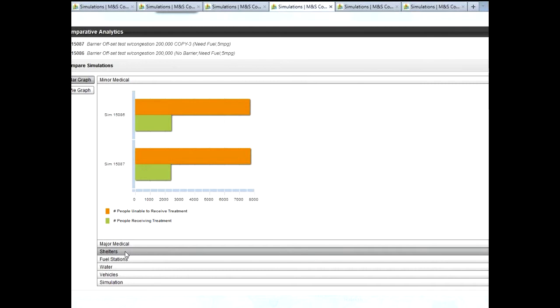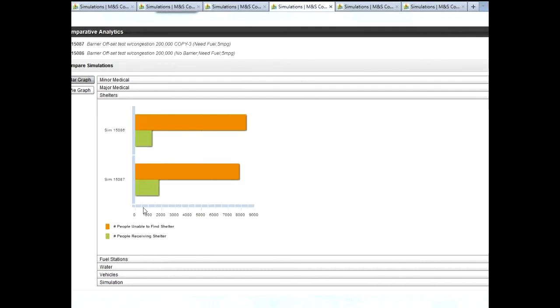Well, let's go down and look at the shelter information. Here we can see a difference between rerouting those people with the barrier versus not rerouting them. The reroute actually allowed us to shelter about 500 more people, I believe. So about 500 more people were able to be rerouted to shelter because of the barrier logic rerouting the traffic.